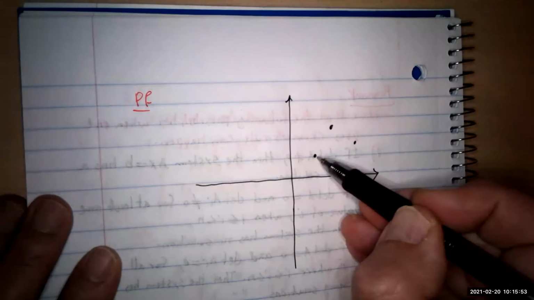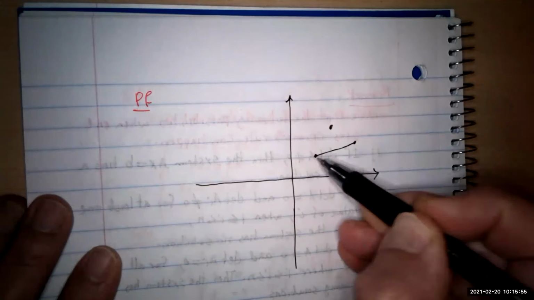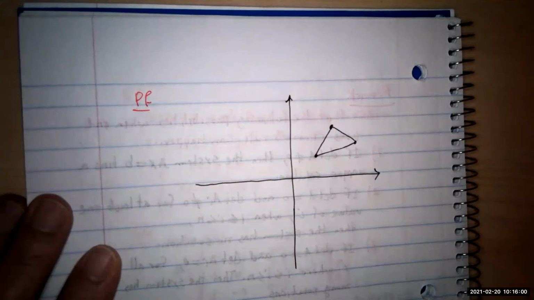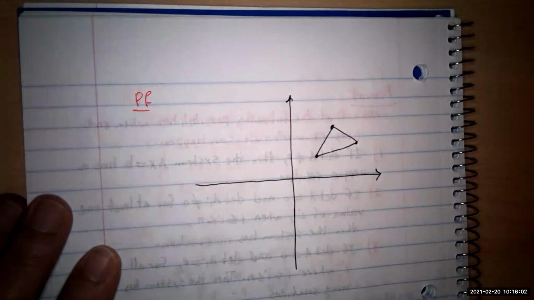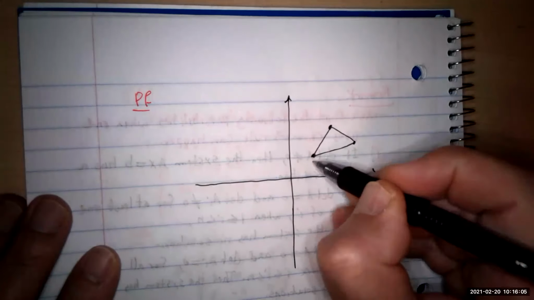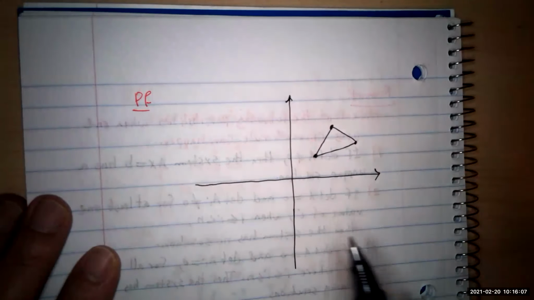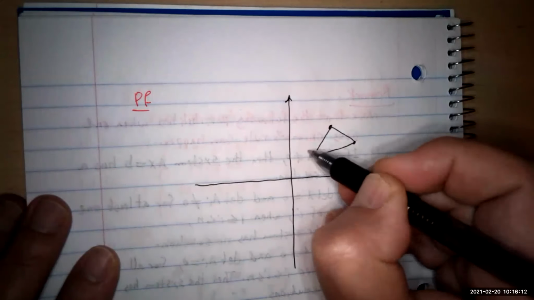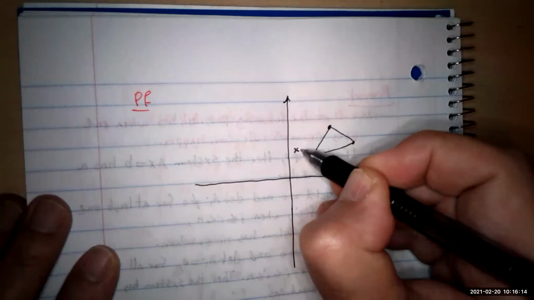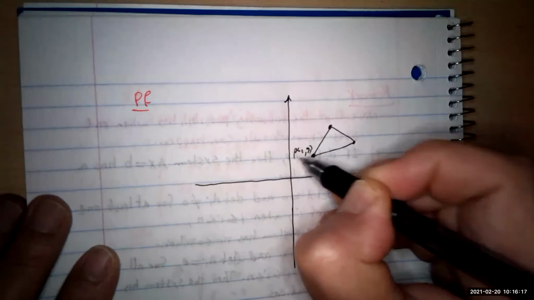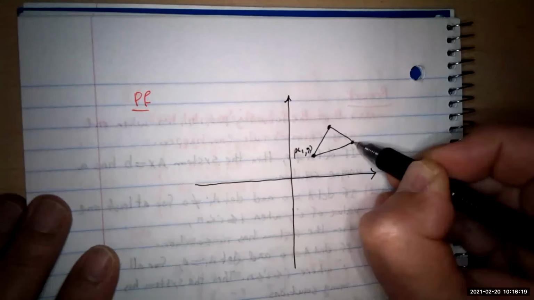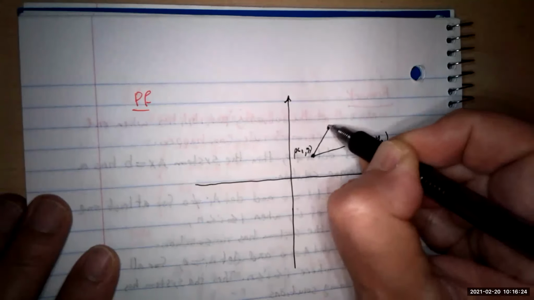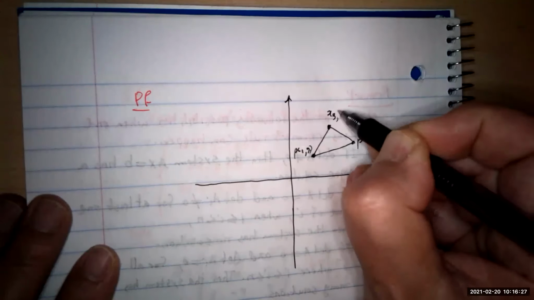Form a triangle. This is going to be your triangle. Okay, this is the first one, second, third one. So I'm going to call this one x1, y1. So this is x1, y1. This one, I'm going to call it x2, y2. This top one, I'm going to call it x3 and y3.